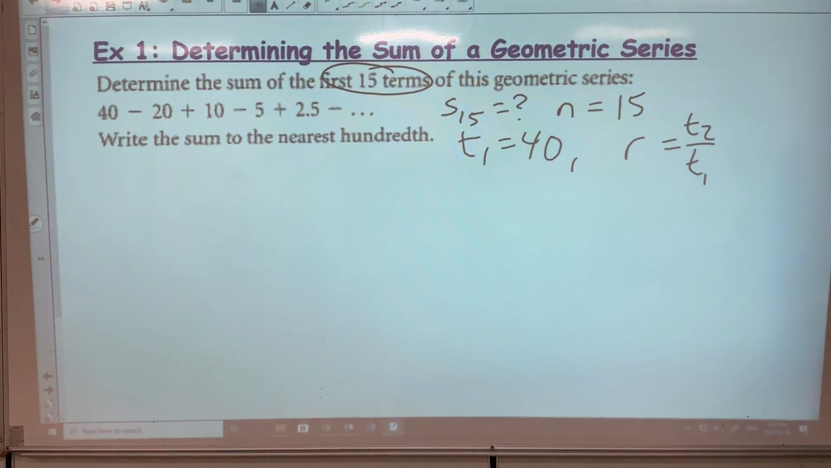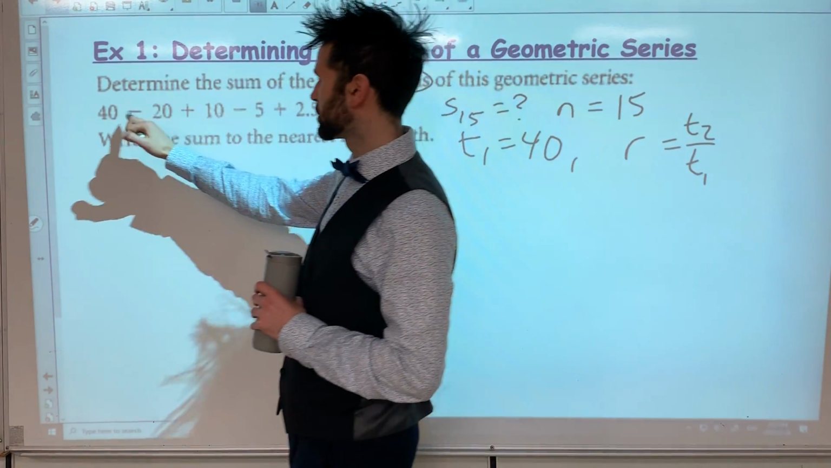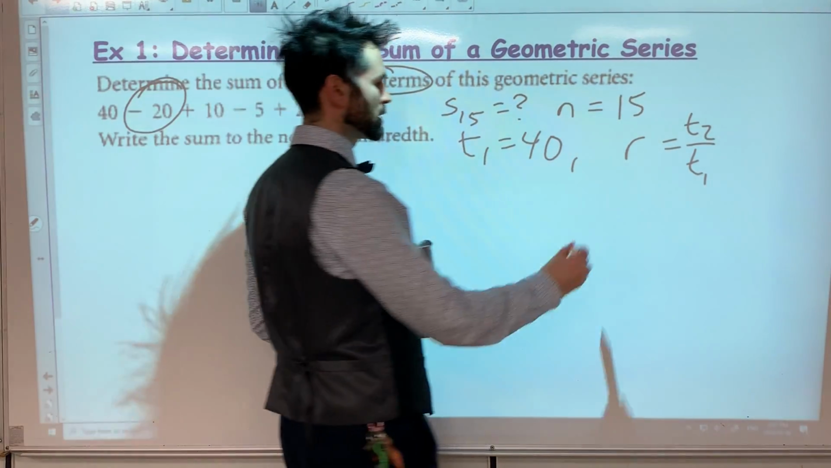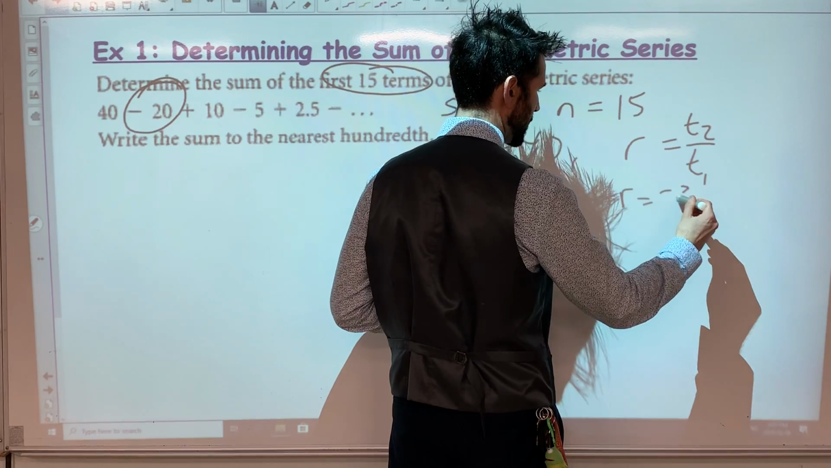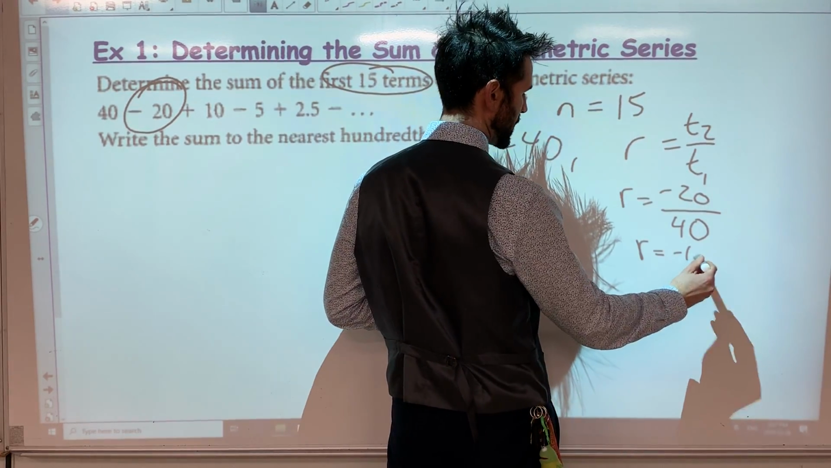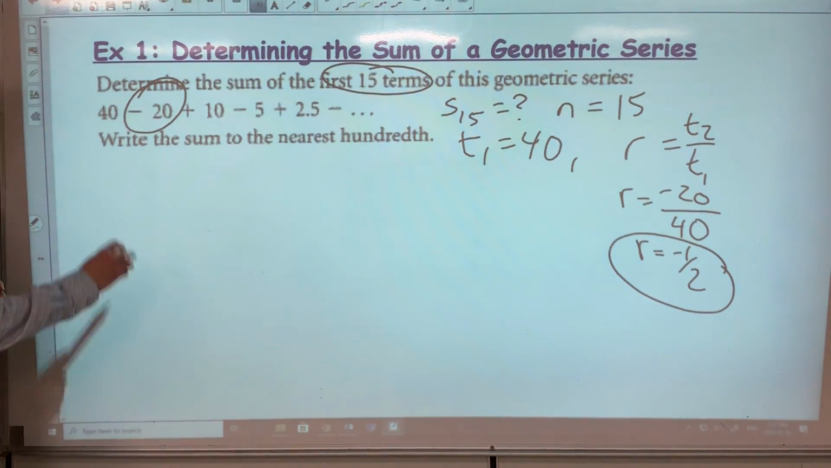Do we need to know r? Yeah, we certainly do. And so you can just use term 2 divided by term 1. Be careful, I see a negative there. Right, so when you find r, you're going to go negative 20 over 40. So your r value is negative a half. So watch out for the sign.